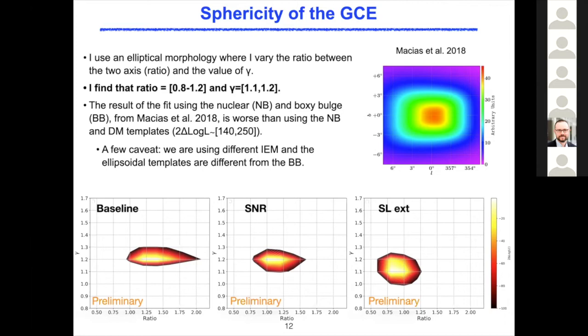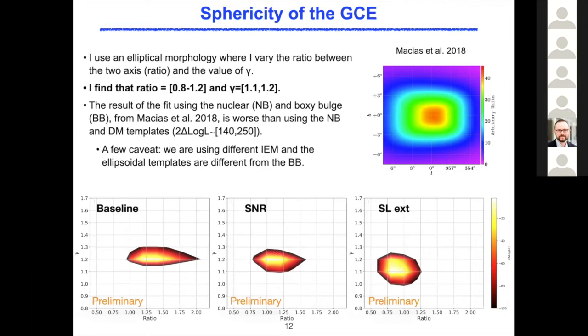What I do is modify the dark matter template, making it elliptical and changing the ratio between the axes between 0.4 and 2.2. The best fit value for the ratio of the axes and for the value of gamma can be seen for three particular models in the bottom plots. The ratio is between 0.8 and 1.2, and gamma is exactly as we found before. So the galactic center excess actually seems to be roughly spherically symmetric.